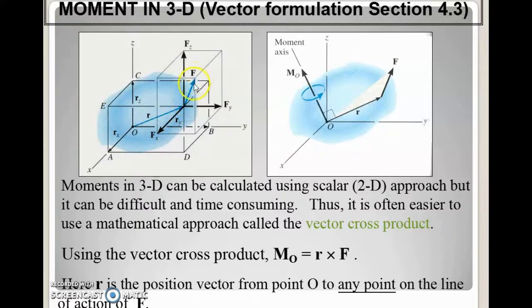If we resolve the F into the axes of Fx, Fy, and Fz, it would take much time to solve the moment. So simply, instead of the 2D formulation, we can use an approach that we call the vector cross product. This is a mathematical approach.